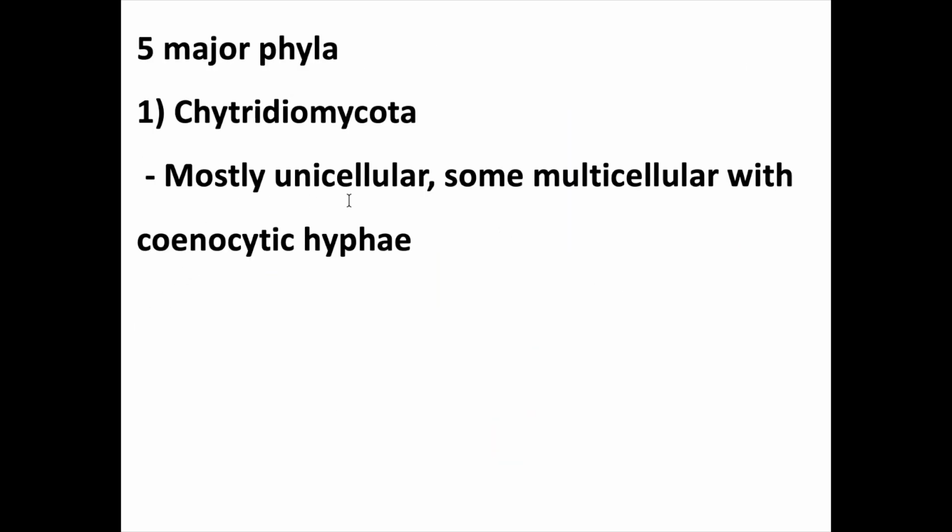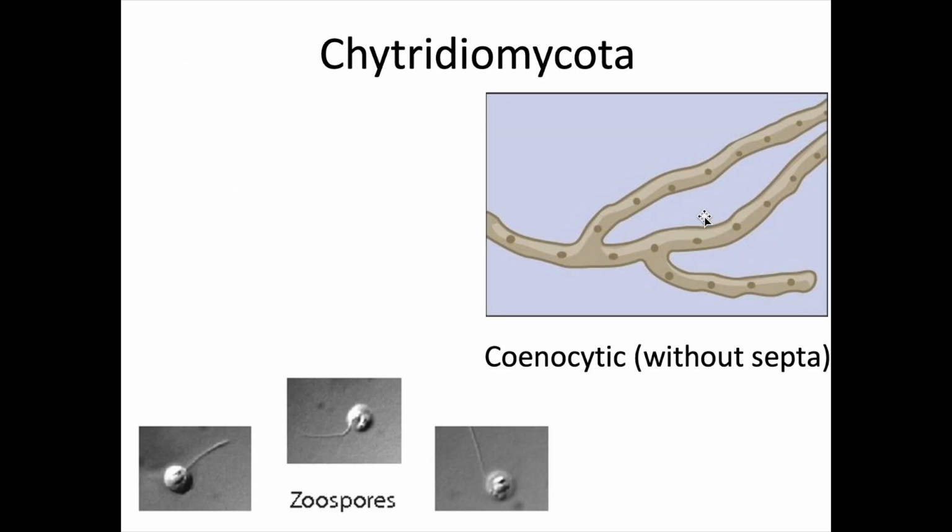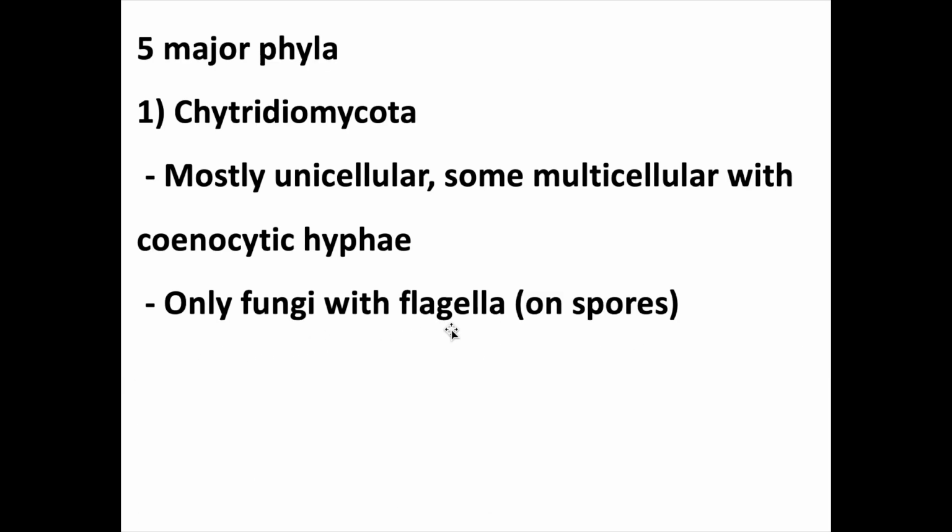These are mostly single-celled fungi, mostly unicellular, but some of them are multicellular, and multicellular fungi have hyphae. They have cenocytic hyphae, so yep, remember that's what this means. No septa, no walls. There's something kind of weird about these single-celled Chytridiomycota, though. If you look closely, there's this weird line coming off of the cells. Might look familiar. That's a flagellum. These are the only fungi that have flagella present specifically on their spores.